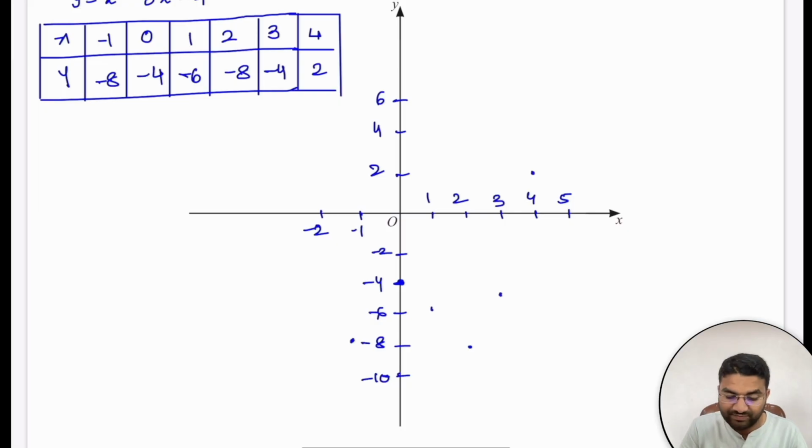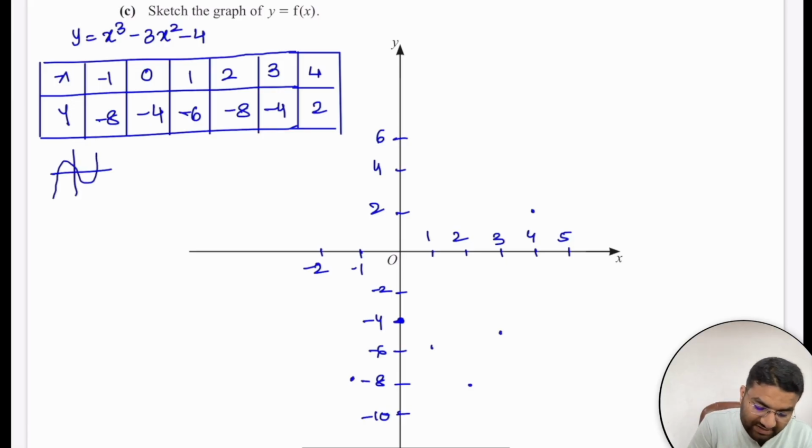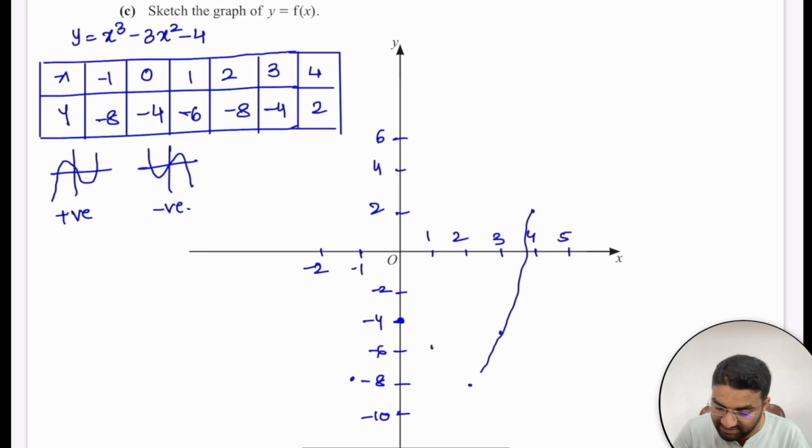You know the coefficient of x cube is positive, so basically the graph starts from the third quadrant and ends in the first quadrant. If it had been negative, it would have started in the second quadrant and ended in the fourth quadrant. So this is a positive coefficient of x cube and this is a negative coefficient of x cube. Here we have a positive coefficient, that's why the curve will follow this shape. That is what you have to draw.